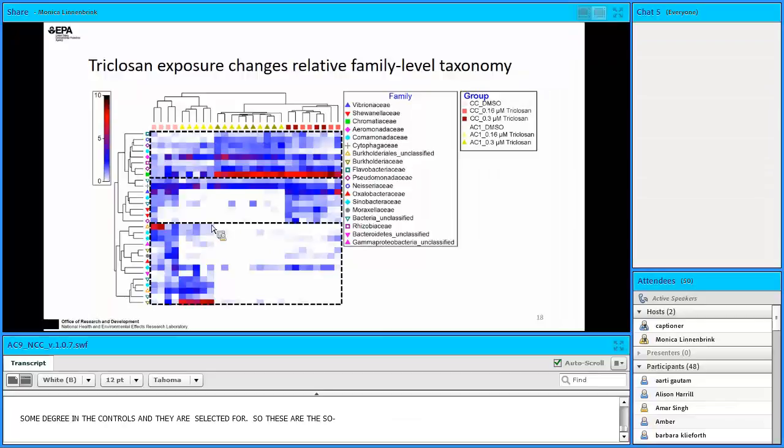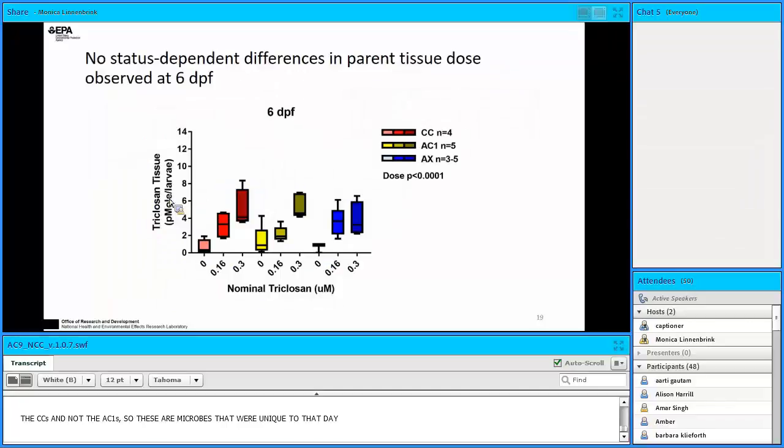And the third class of microbes is shown in the middle, and this is basically an artifact of how we do the study. They're present on day 0, in only the CCs and not the AC1s. So these are microbes that were unique to that day 0 inoculant. So it's an artifact of the experimental design. Okay, so we are able to select for triclosan-resistant bacteria in a reproducible way across both of our colonization cohorts.